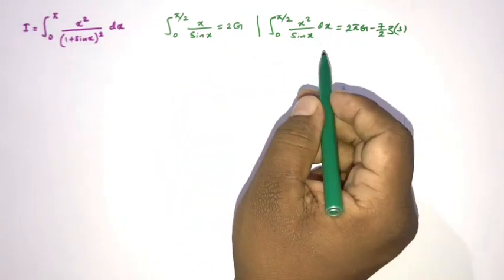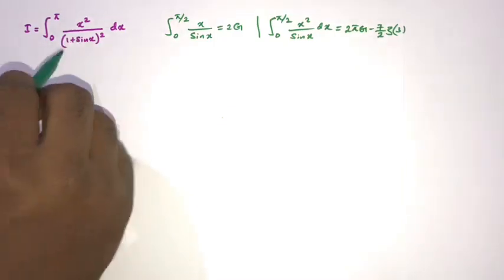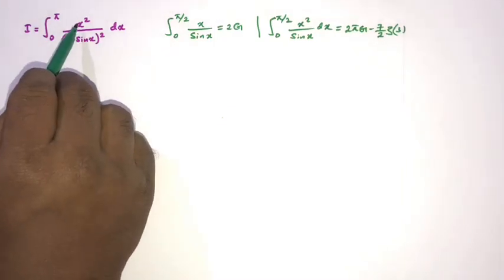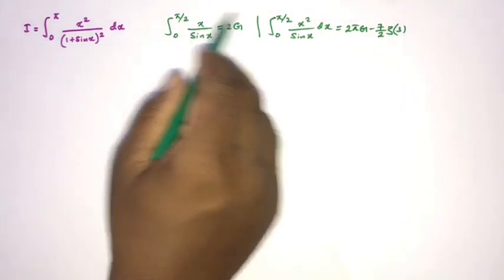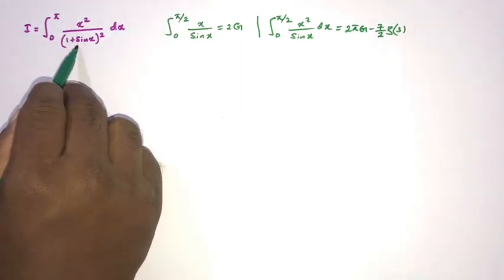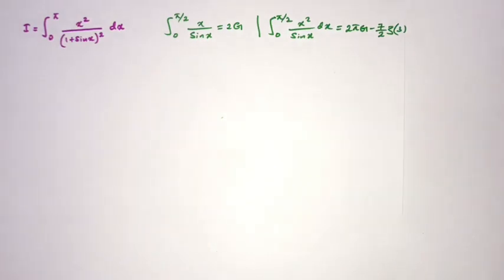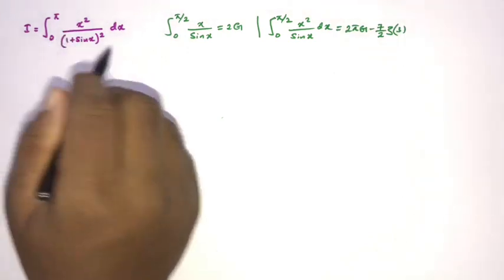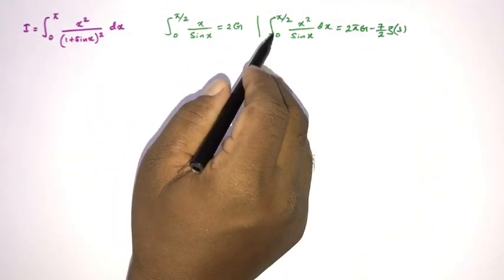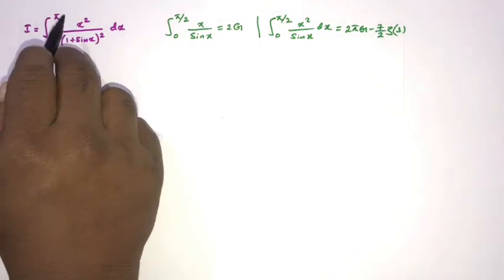Catalan's constant. So if we look at this integral, here we have x square in the numerator, also x, and in the denominator we have the sine function. So I think Catalan's constant is involved at the end. Okay, let's begin. Well, here now we have 0 to pi over 2, but here we have 0 to pi.